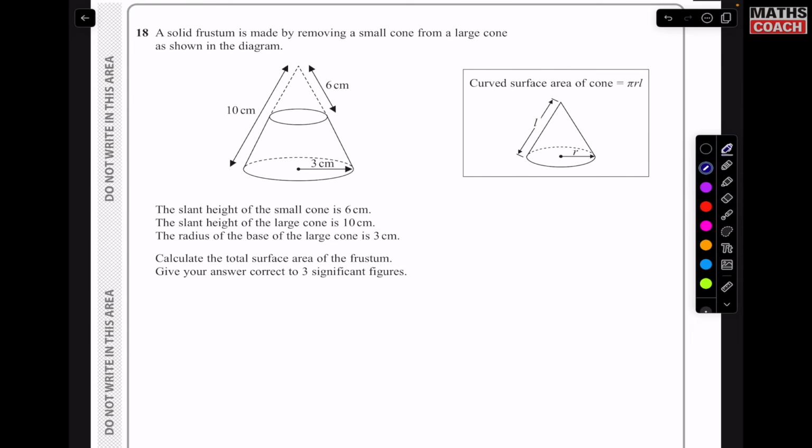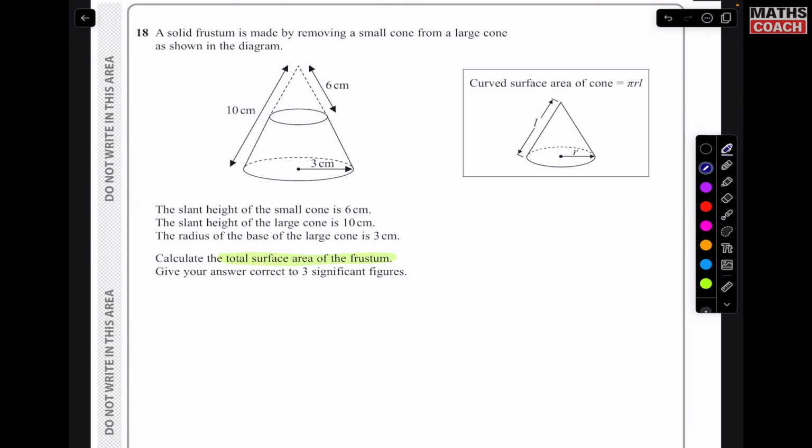The slant height of the small cone is 6 centimeters. The slant height of the large cone is 10 centimeters. The radius of the base of the large cone is 3 centimeters. Calculate the total surface area of the frustum. Let's highlight that. That's what we're trying to work out. The frustum is this part here. We're trying to work out the top and the curved part, the area of that. Give your answer correct to 3 significant figures.